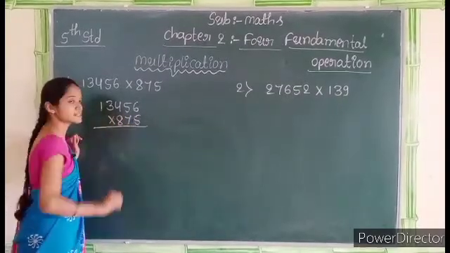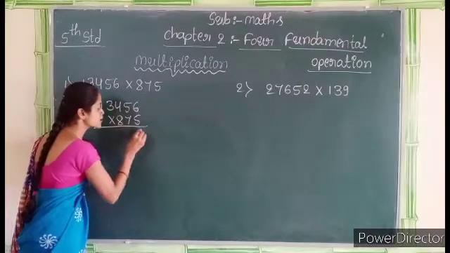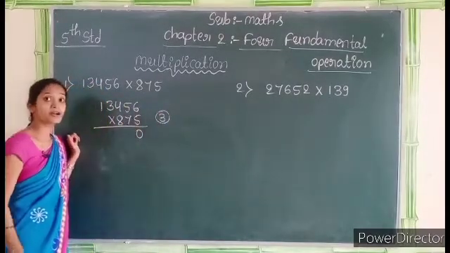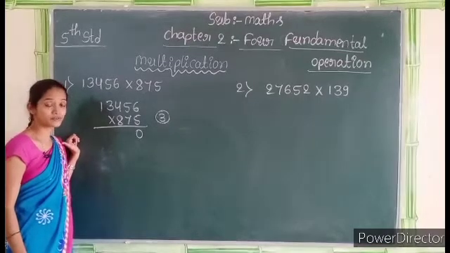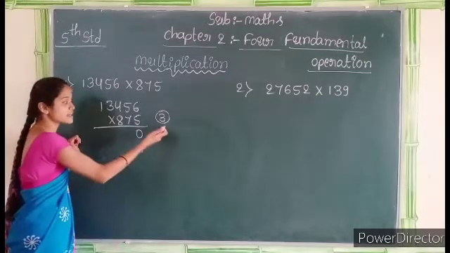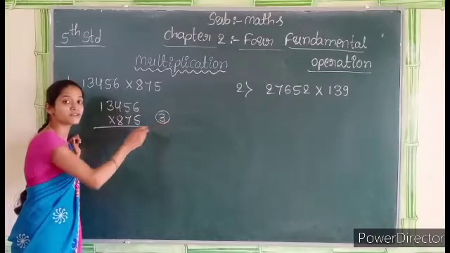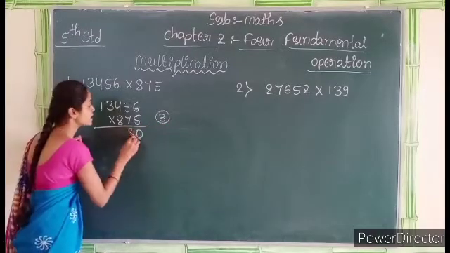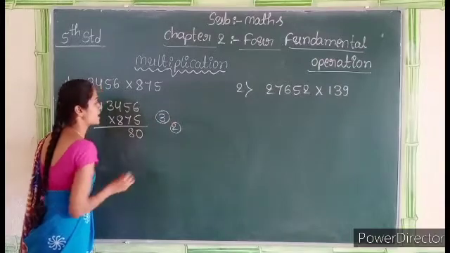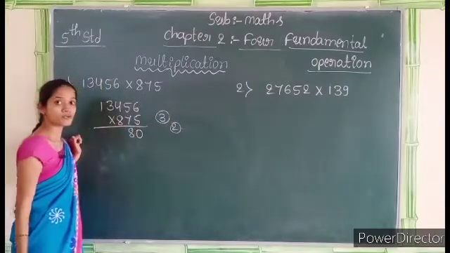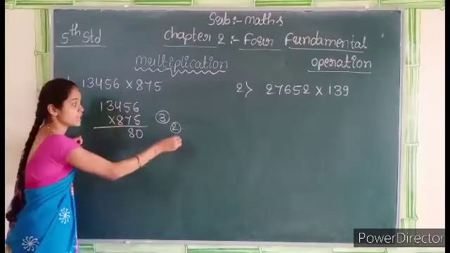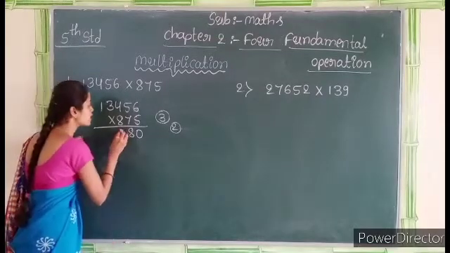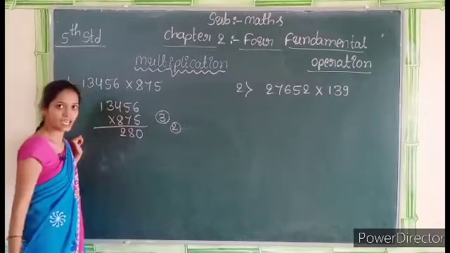5 6s are 30. I will write 0, then 3 carry, then 5 5s are 25. For the 25 again we have to add this carry, that is 3. 25 plus 3, 28. I will write 8, then 2 carry. Then 5 4s are 20. 20 plus 2, 22. I will write 2, again 2 carry.